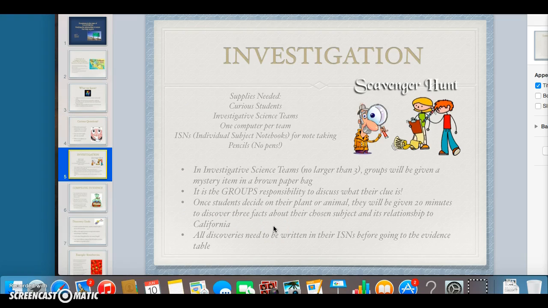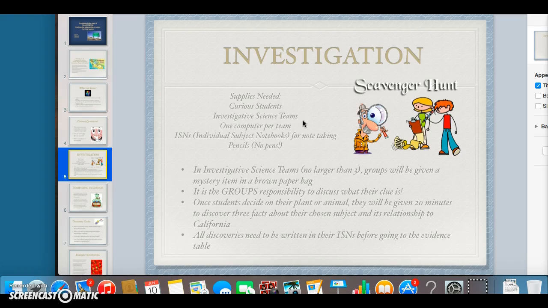This is their investigation. It's a classroom scavenger hunt. The supplies needed will need curious students. They'll need to form investigative teams. Each team will have one computer. They'll use their ISNs, or individual subject notebooks, for note taking, and pencils. There's nothing worse than scratched out teenager ink. So pencils only, they should be able to erase.